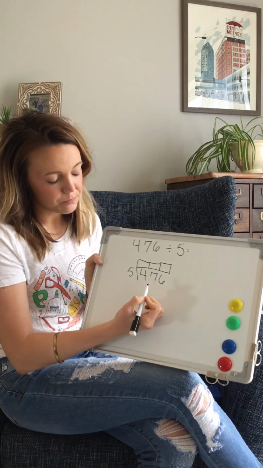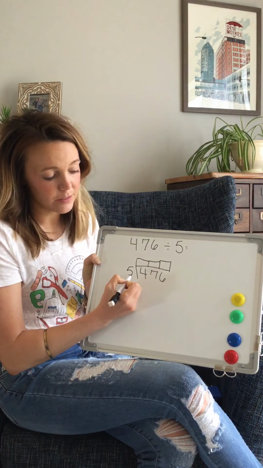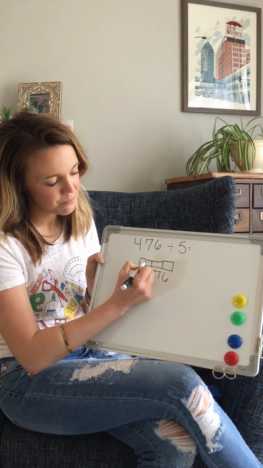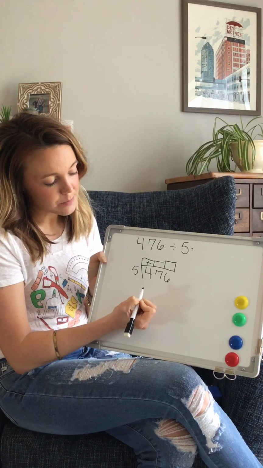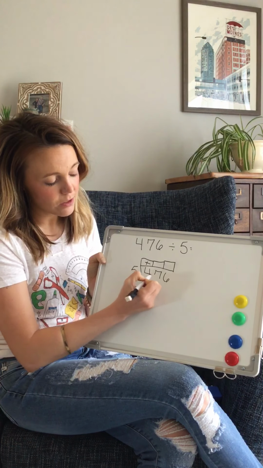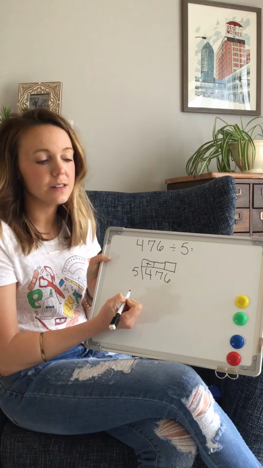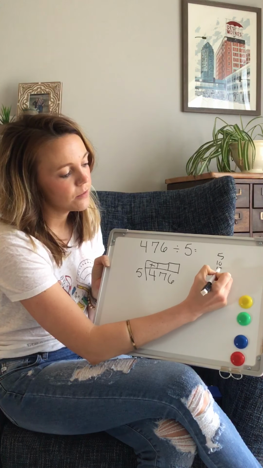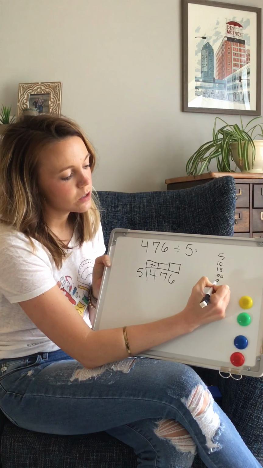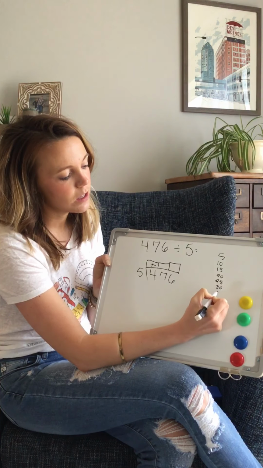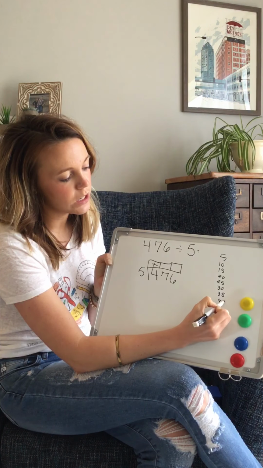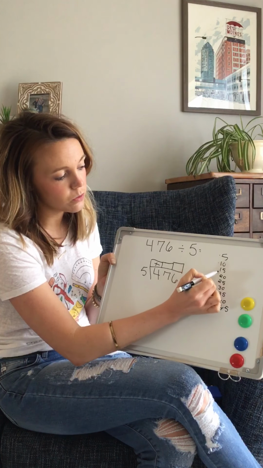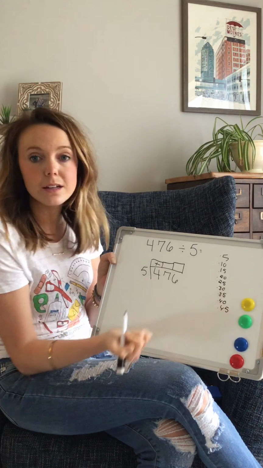Okay? So, I asked myself, can a 5 go into a 4? Yes, no, maybe so. No. Okay? I asked myself, can 5 go into 47? Let me think. I'm going to do my multiples of 5. 5, 10, 15, 20, 25, 30, 35, 40, 45. Oh, so that goes in there 1, 2, 3, 4, 5, 6, 7, 8, 9 times.